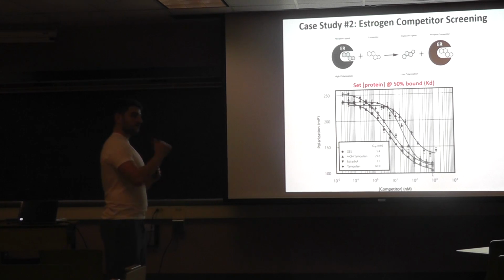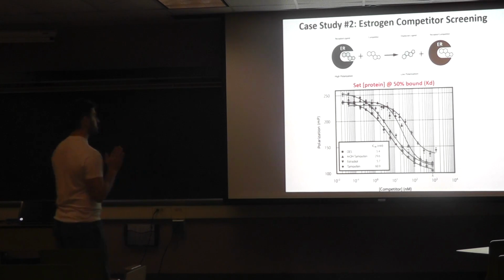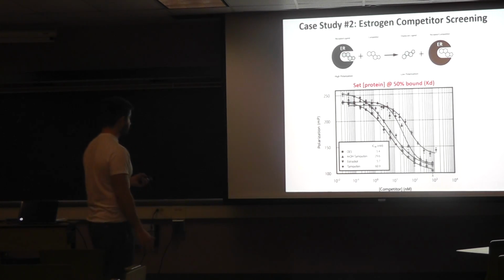So when you're at the 50%, you're getting that really dynamic range where you can see the decrease right away. So that's why it's important to set the protein concentration at the KD. Was that clear?